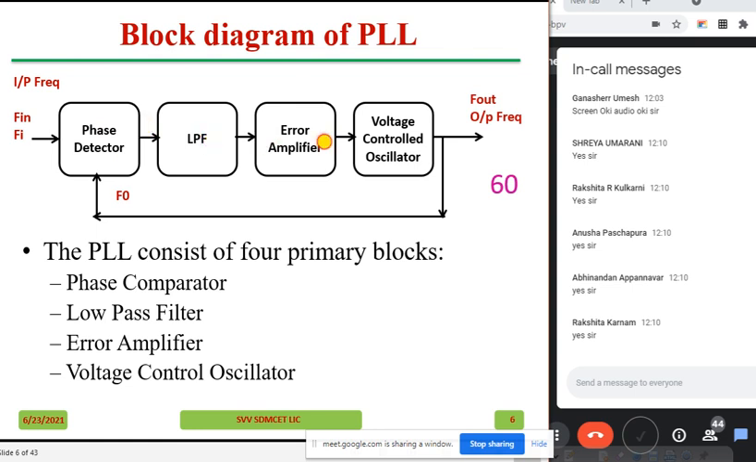Low pass filter followed by error amplifier followed by voltage controlled oscillator we have. So just go through, you have a maximum of 30 seconds. Just try to remember. We have a phase comparator or detector, low pass filter, error amplifier, voltage controlled oscillator. These are the blocks. I'll wait for 10 seconds. I'll just explain today. I don't want you to copy down everything. Just try to understand. If possible, I'll share all the information with you. So let us go to the next.